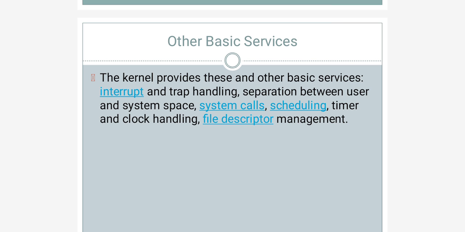Next one is file descriptor management. A file descriptor is nothing but a pointer or handler which is used to access the file, to execute the file, and to store various permissions of the file. So it acts like a data structure for us. These are some of the services that we have related to the Unix kernel system.